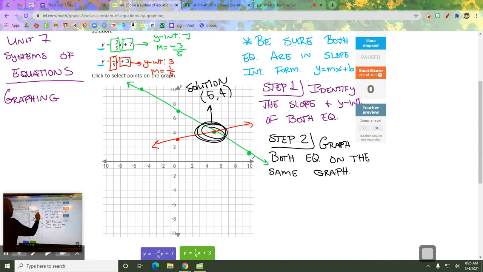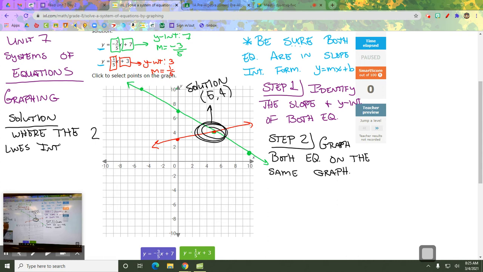5, 4. And the solution is where the two lines intersect. So this point right here, our intersection point, that's going to be my solution. And that's it. We're going to graph those two lines, and where they intersect, that's our solution.